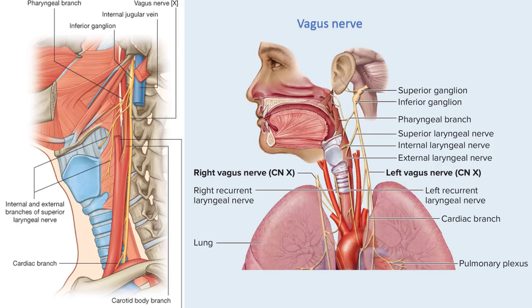And finally, right and left recurrent laryngeal nerves. Right recurrent laryngeal nerve hooks underneath the right subclavian artery, and left recurrent laryngeal nerve hooks under the arch of the aorta. Both ascend to innervate the majority of the intrinsic muscles of the larynx.